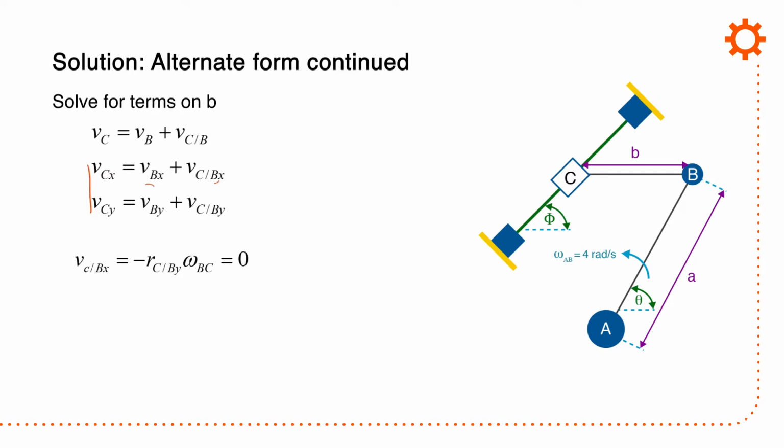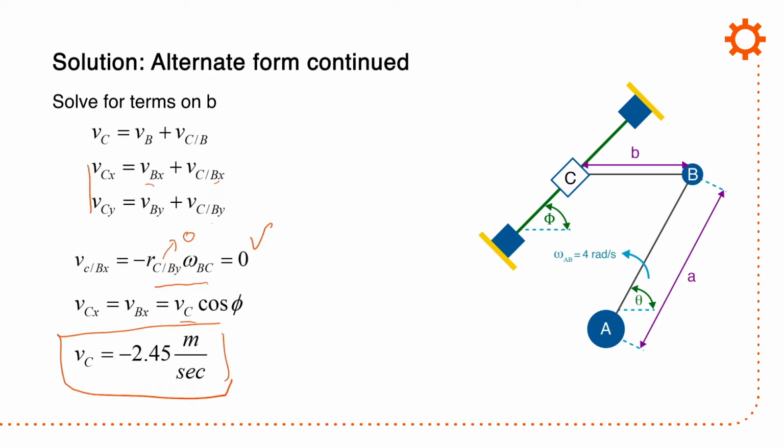Velocity of C with respect to B in the X direction is going to be the distance RC with respect to B in the Y direction, which is equal to 0, because C and B are both at the same height. And so they have 0 distance. So I know right away by inspection, this problem will get rid of that term. Velocity C in the X direction is now going to be velocity C cos theta, and I'll end up with velocity C, which is equal to minus 2.45 magnitude meters per second. Velocity C in the X direction is equal to velocity B in the X, which is velocity C cos phi, and velocity C equals VBX over cos phi.